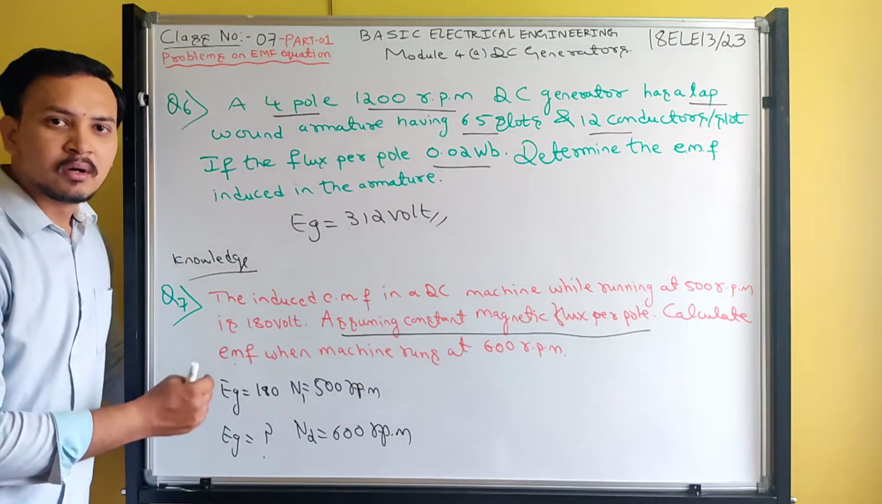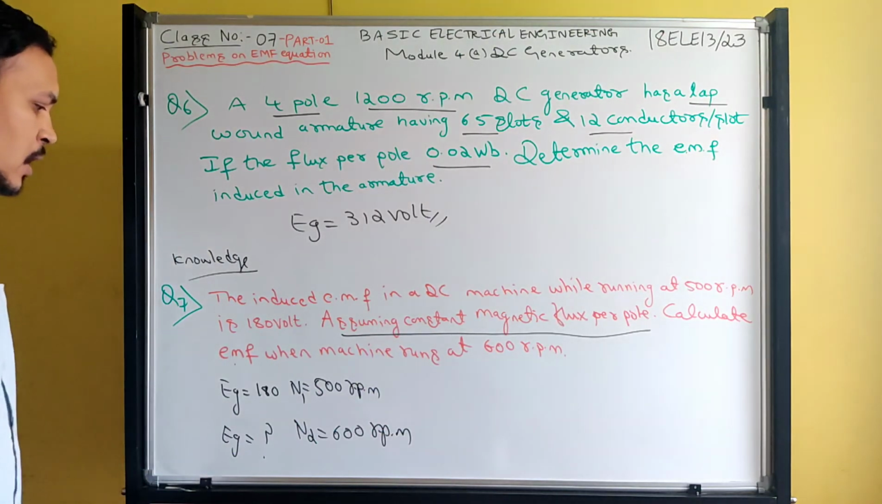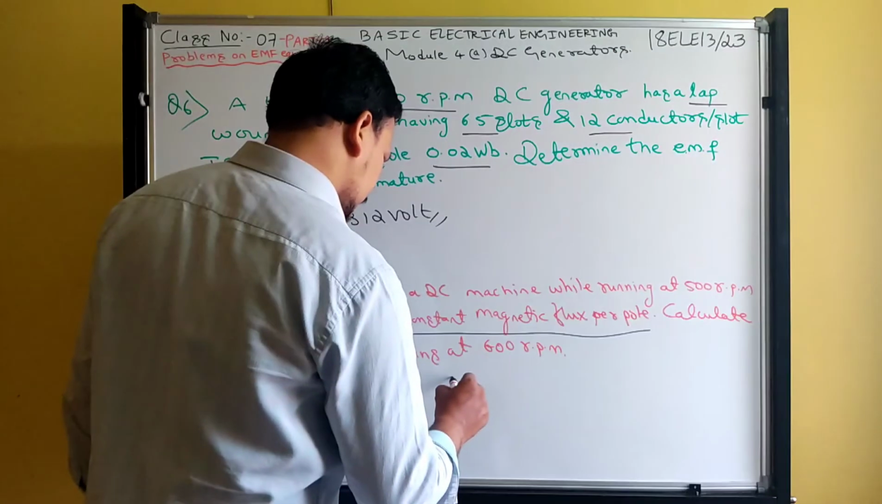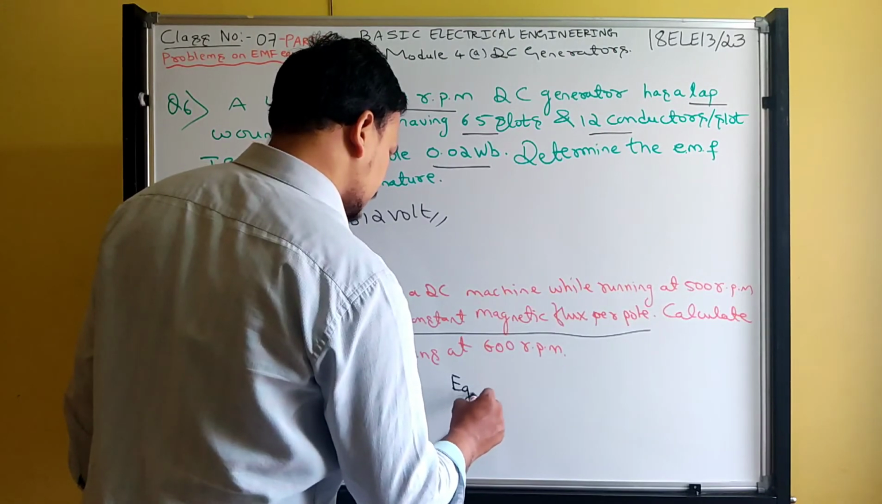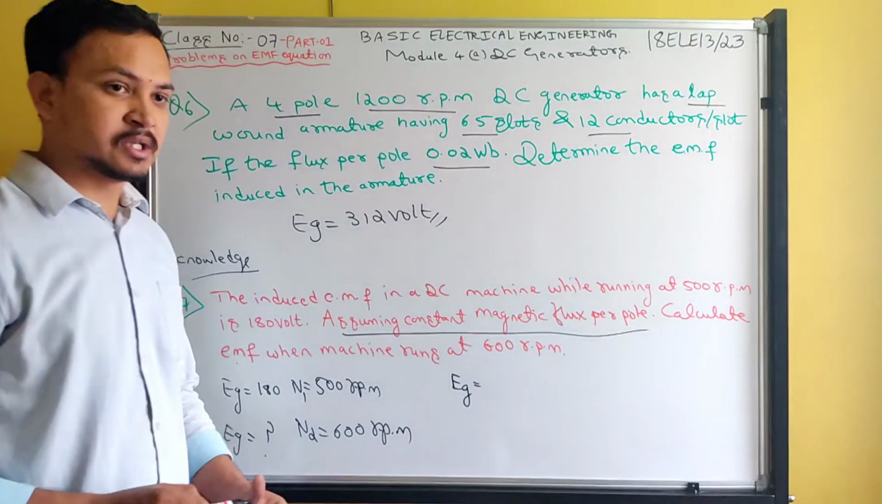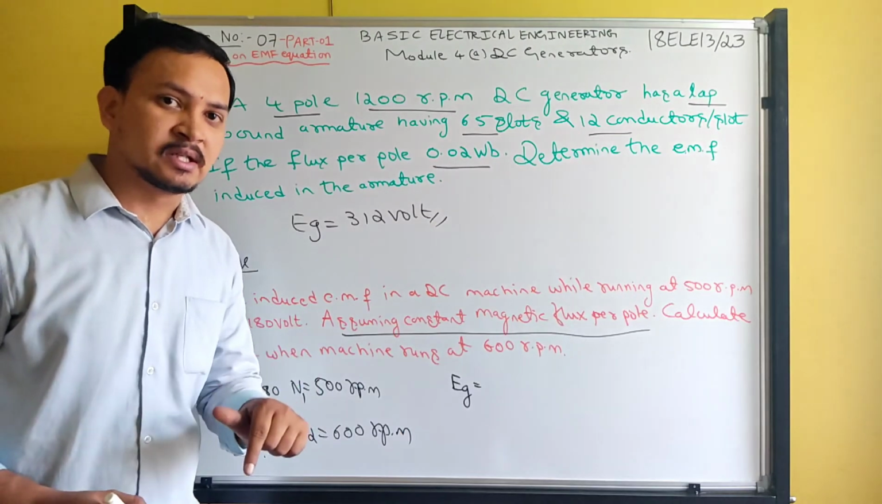That we need to calculate. Okay, how to find that voltage? See, the EMF equation of a generator. What is the formula? EG is equal to ΦPNZ by 60A.